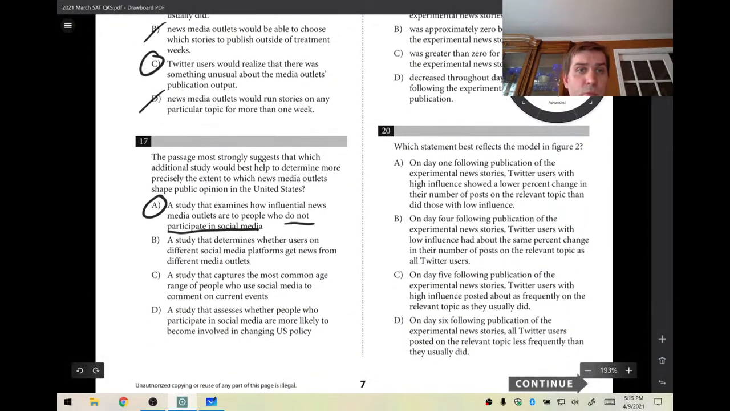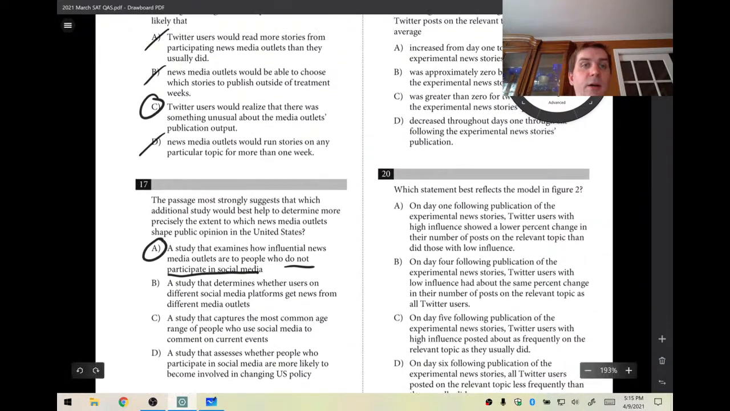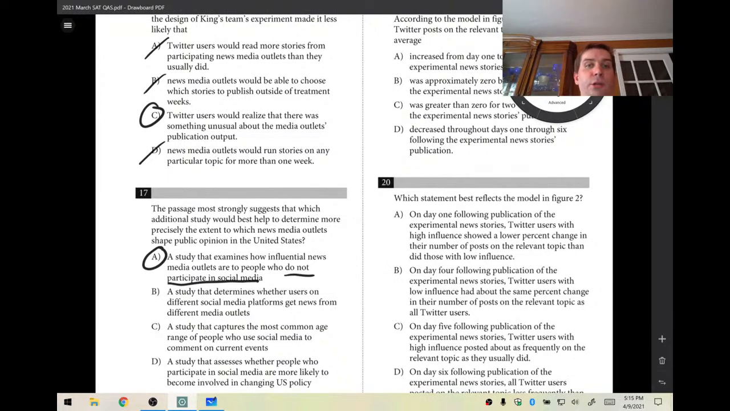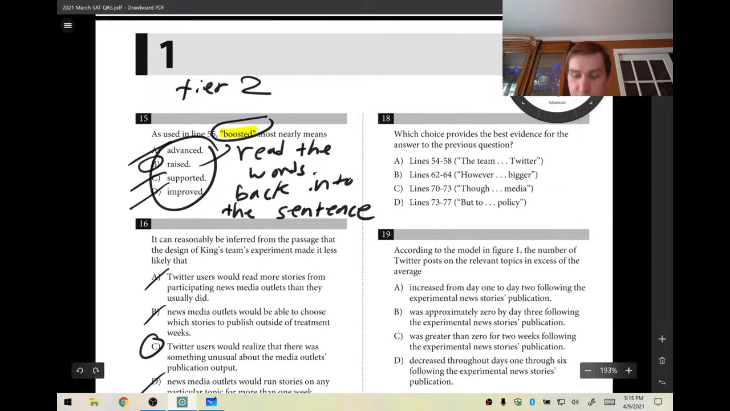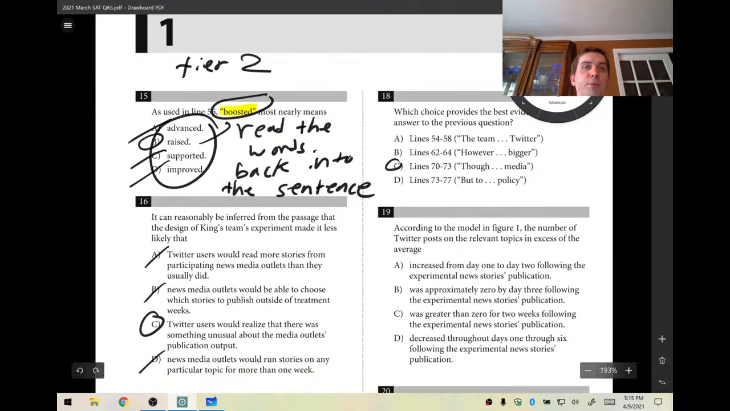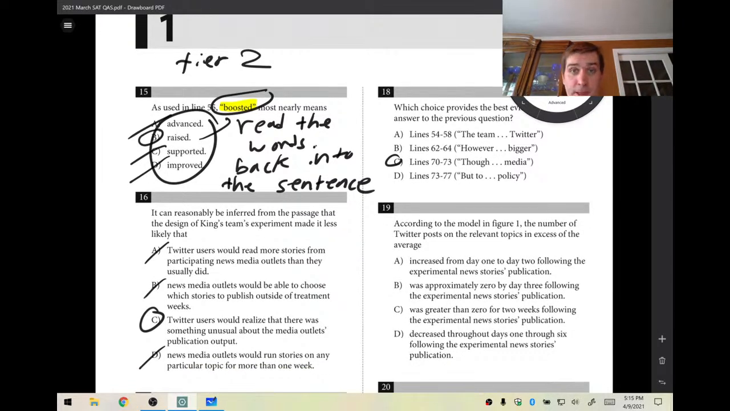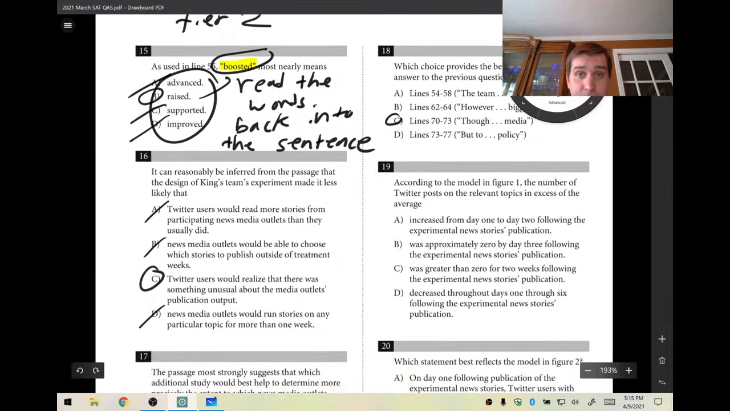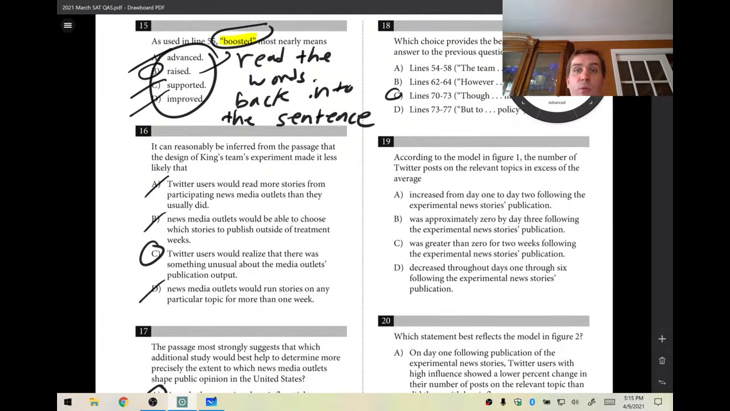So maybe we want a study of some people who do not use social media, and those are the lines I just read. Lines 70 to 73. Perhaps we should be looking beyond social media, because not everyone uses Twitter. 19. According to the model in Figure 1, the number of Twitter posts on the relevant topics in excess of the average. Can you read a graph? That's all we're doing here. Can you read a graph?